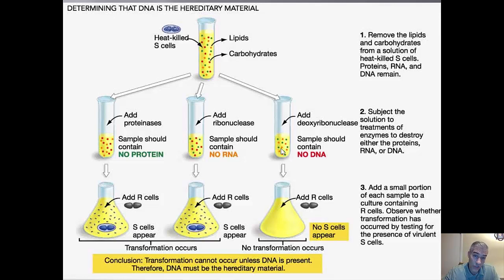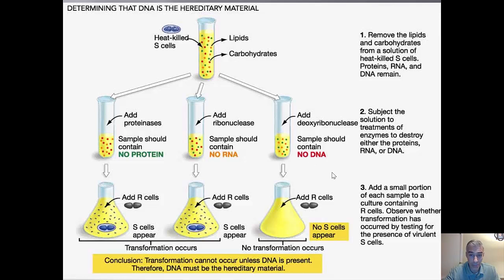And then after they destroyed those individual components so they didn't exist within each test tube, they then added those safe live cells, those non-dangerous live cells. And in both the cases, when the protein and the RNA were not present, the dangerous cells still appeared. It was only when they destroyed the DNA that they did not become dangerous. So what did they conclude from this? They concluded that the DNA was the thing that was necessary to be passed from the dangerous heat-killed cells to the non-dangerous cells so that they could develop dangerousness.